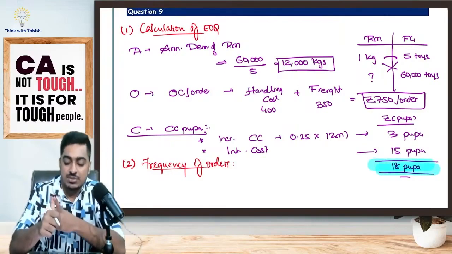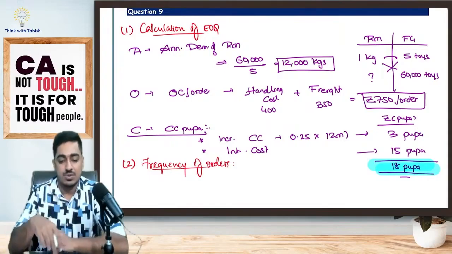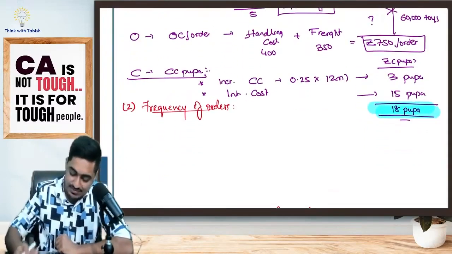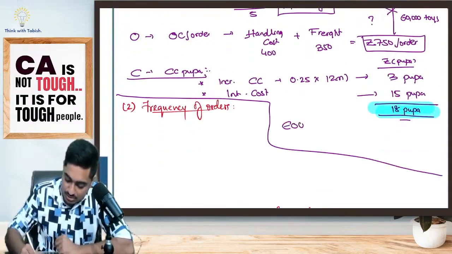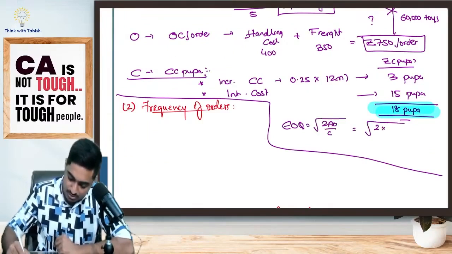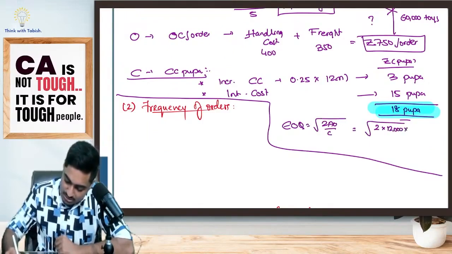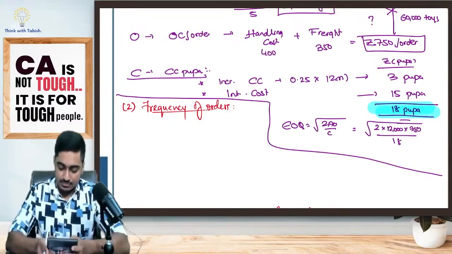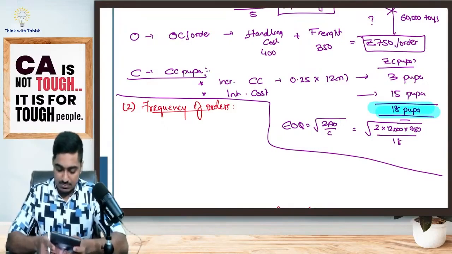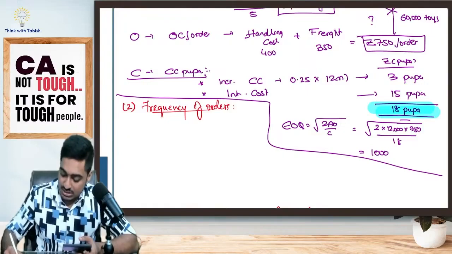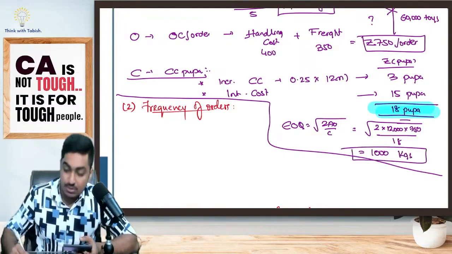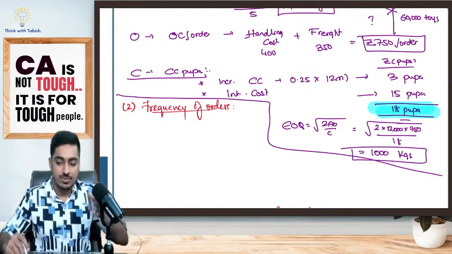In A adjustment was there, in O also adjustment was there, in C also adjustment was there. Now that I've got this, there is no tension. I will calculate even in my sleep. Yes or no, students? I will just do EOQ, which is the square root of 2AO divided by C, which is the square root of 2 into 12,000 into 750 divided by 18. Is it 1000? Tell me. 1000. What is 1000? It is in terms of kgs. So 1000 kgs is going to be my EOQ.